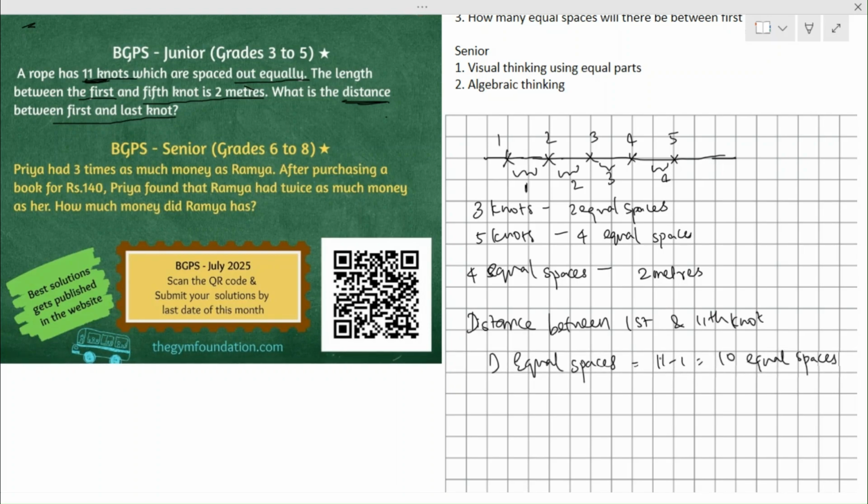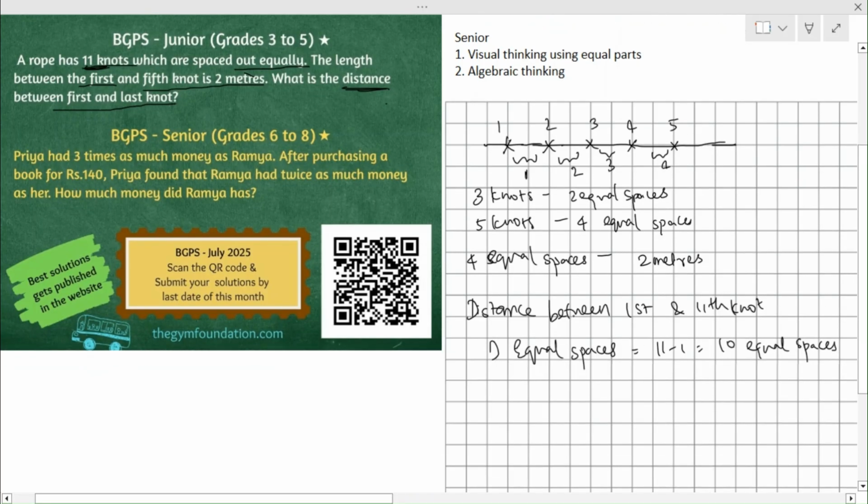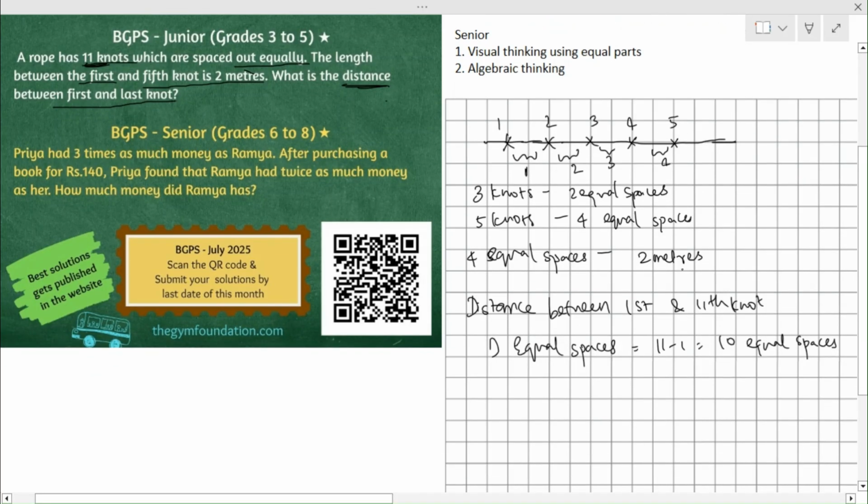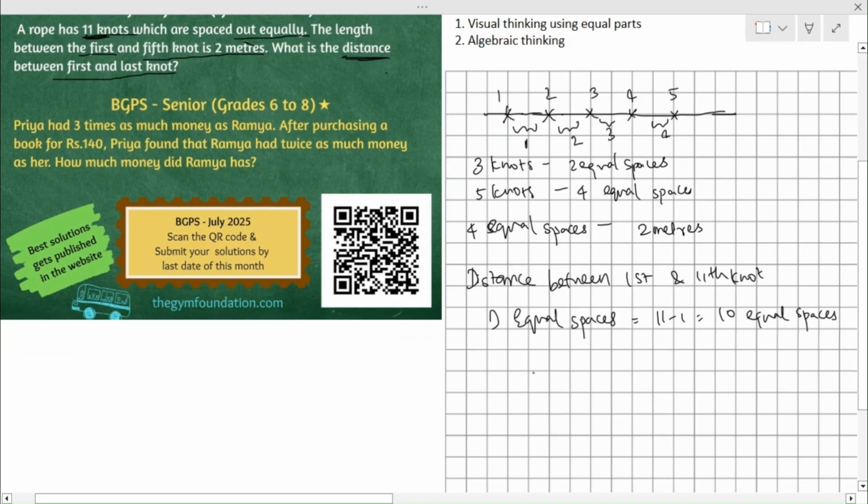And you don't know how much is the distance. But what you do know is 4 equal spaces is 2 meters. So just think, if 4 equal spaces is making 2 meters, then every 4 will make up 2 meters. So 1, 2, 3, 4, this is 2 meters. 1, 2, 3, 4, this is 2 meters. And you have 10, right? So basically you will be having 1, 2, 3, 4, 5, 6, 7, 8, 9, 10.